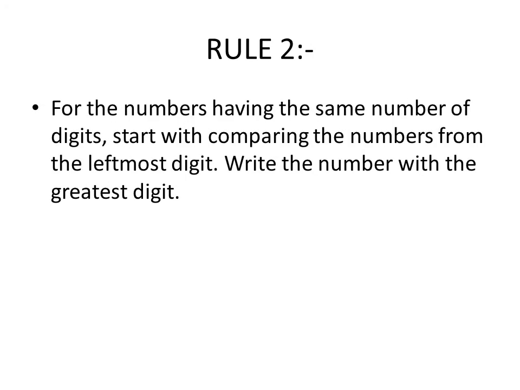Now rule number 2. According to rule number 2, when we have the same number of digits, we start comparing the numbers from the leftmost digit, and whichever number has the greatest leftmost digit will come first, because we are writing the numbers in descending order.